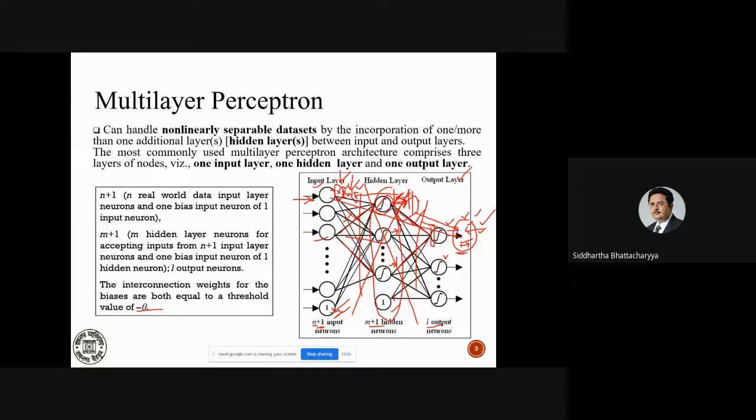If you think closely, these random weights are the actual culprits who are creating the entire mess. They are creating the error, they're introducing the error. That is the entire philosophy behind the learning process.